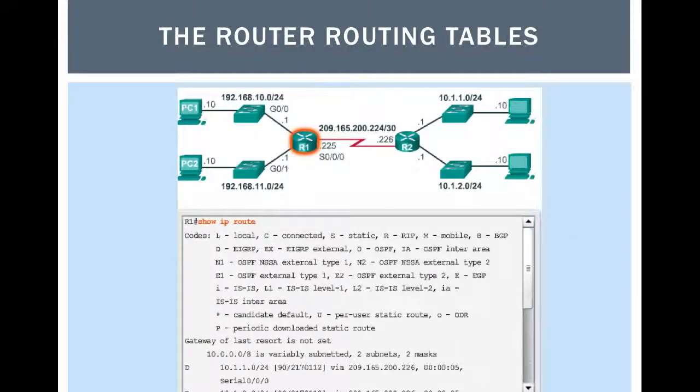The routing table of a router is similar to the routing table of a host. They both identify the destination network, the metric associated with the destination network, and the gateway to get to the destination network.